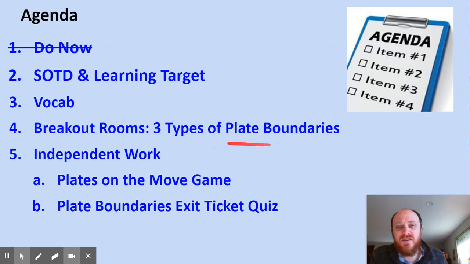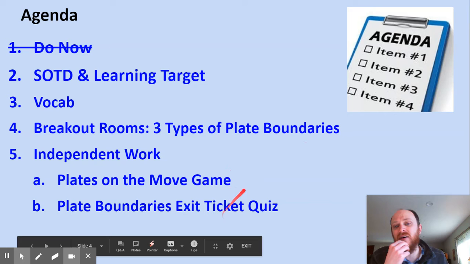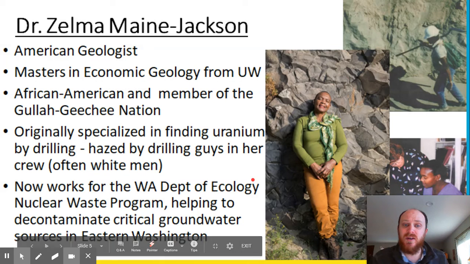So today, after our learning target and science of the day, some quick vocabulary. In breakout rooms, you're going to be doing some practice by identifying the three types of plate boundaries, and I pretty much just told you about them, about the different way that the plates are moving. There's a little game you get to play later, and an exit ticket quiz. Make sure you take that and you do well on it so I can put that in the grade book for you.